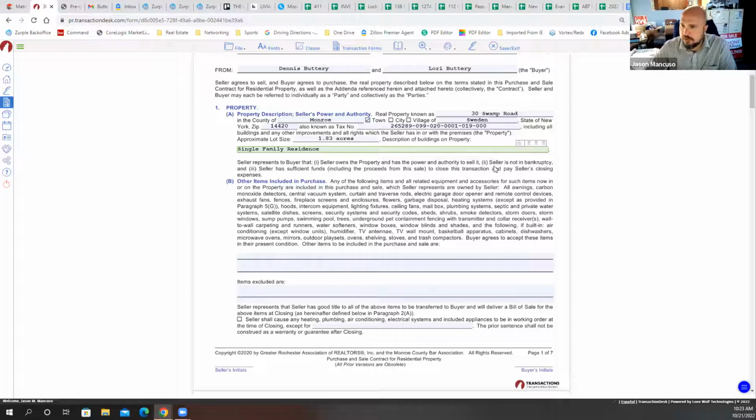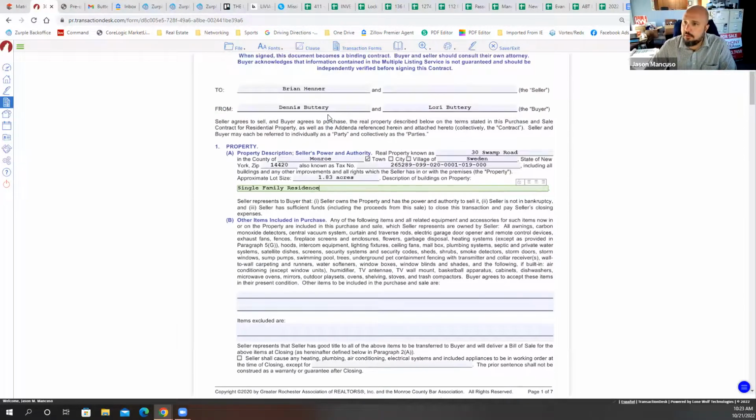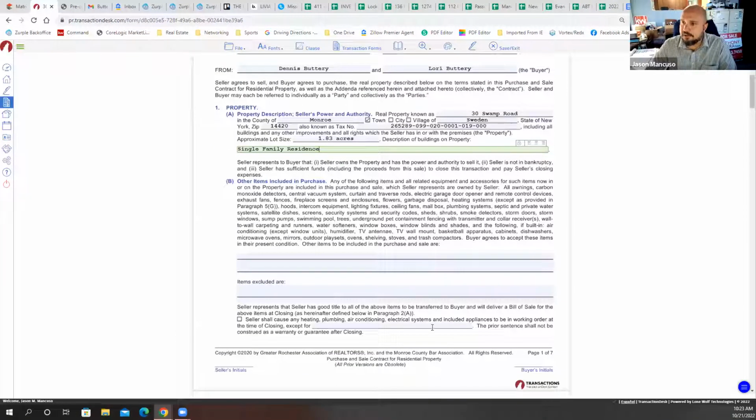Okay. So moving on from that section, this is all complete now. Essentially, you're going to want to go line by line of this contract and make sure you haven't left anything incomplete that would need to be. So from here, other items included in the purchase. This section here basically states that everything that's attached to the property is going to be included with the sale.